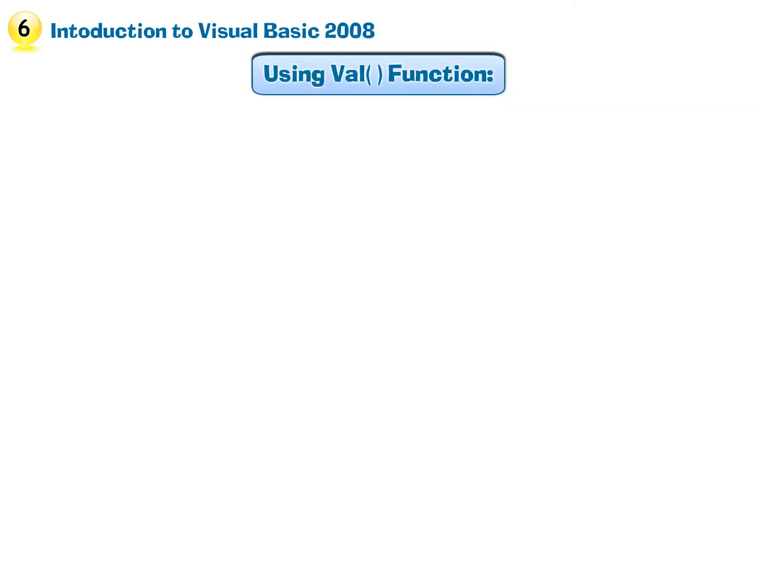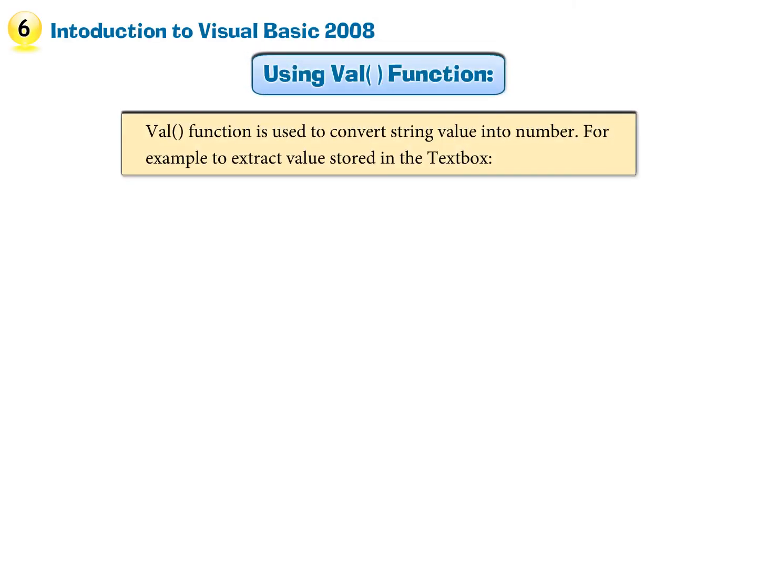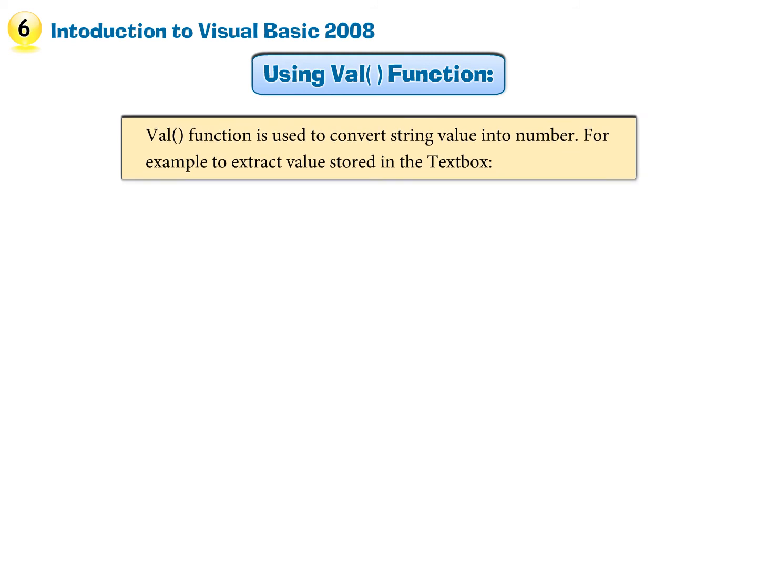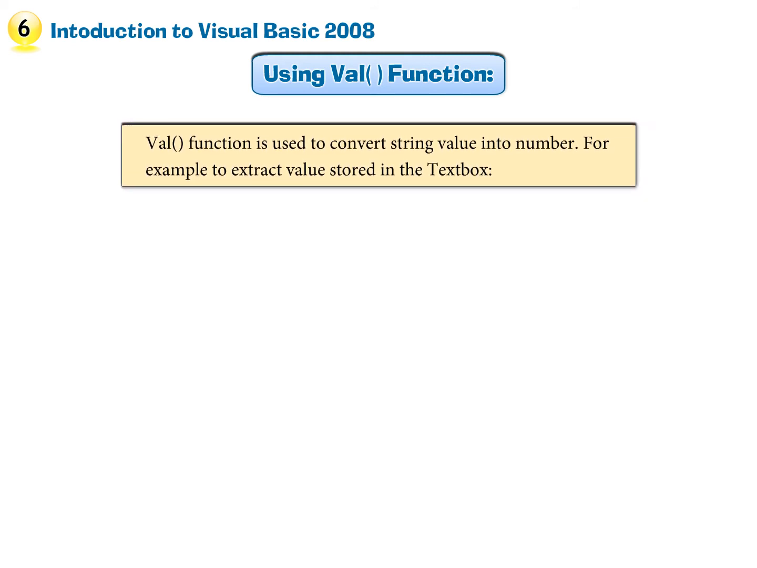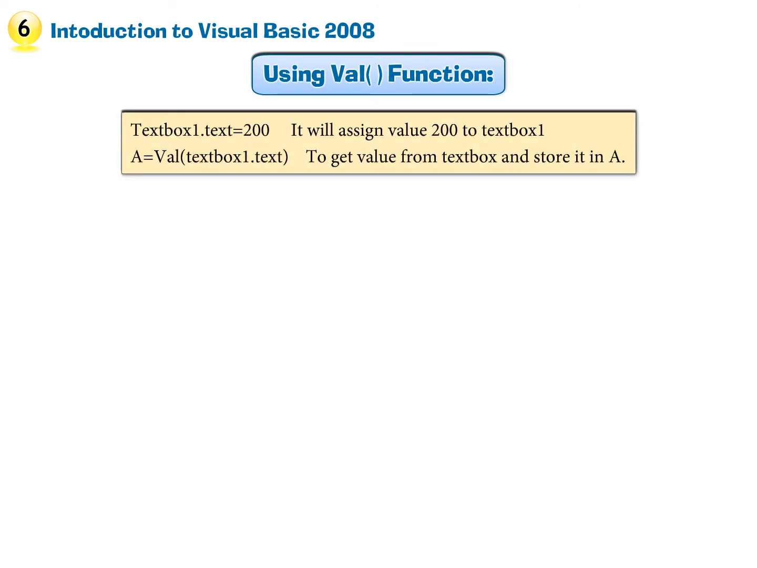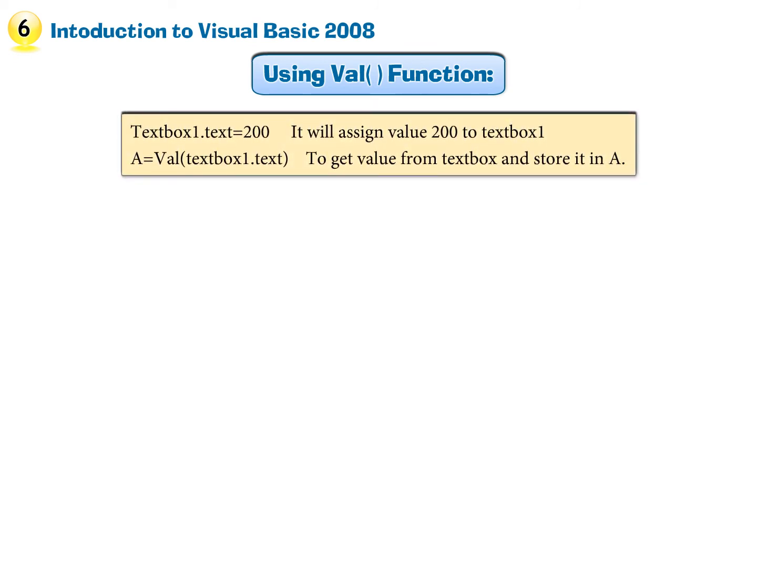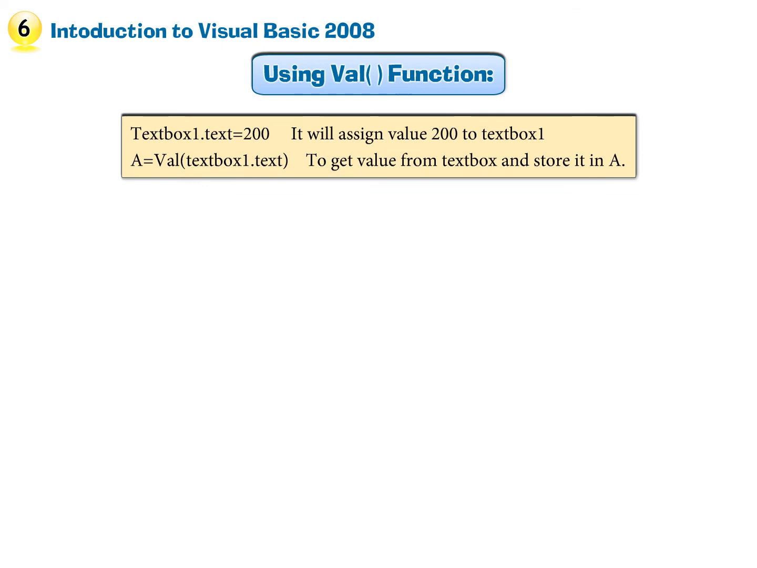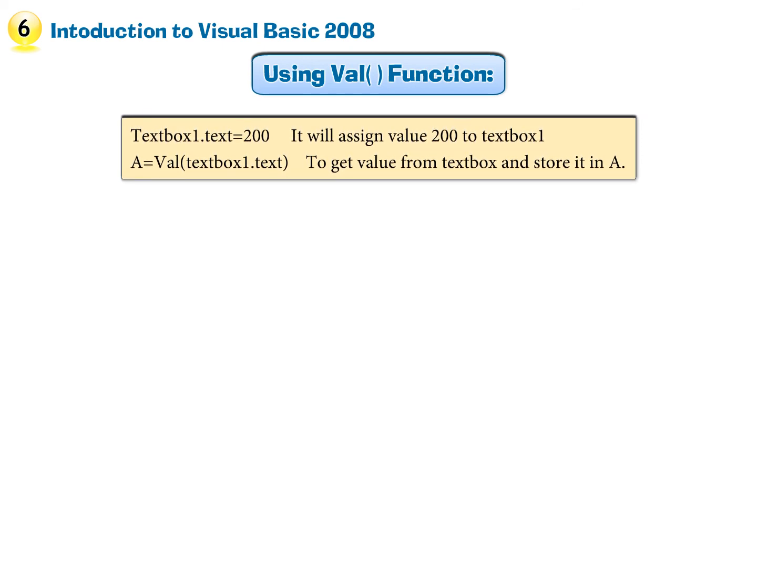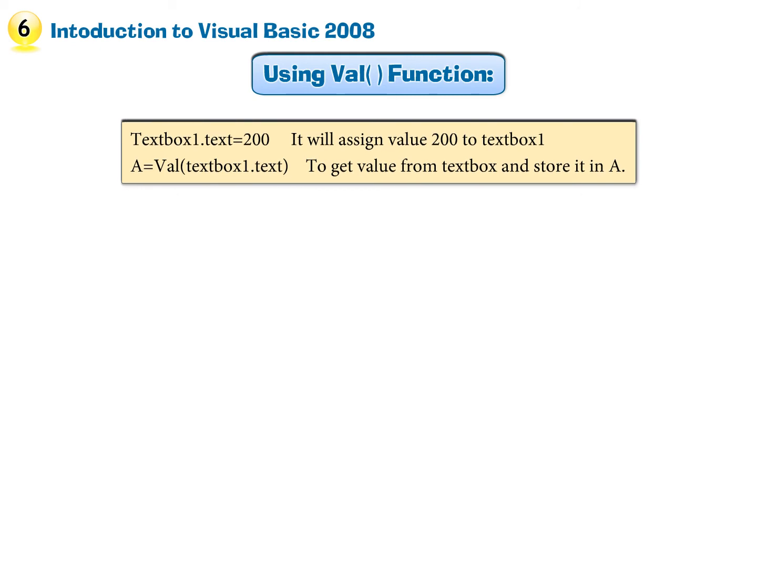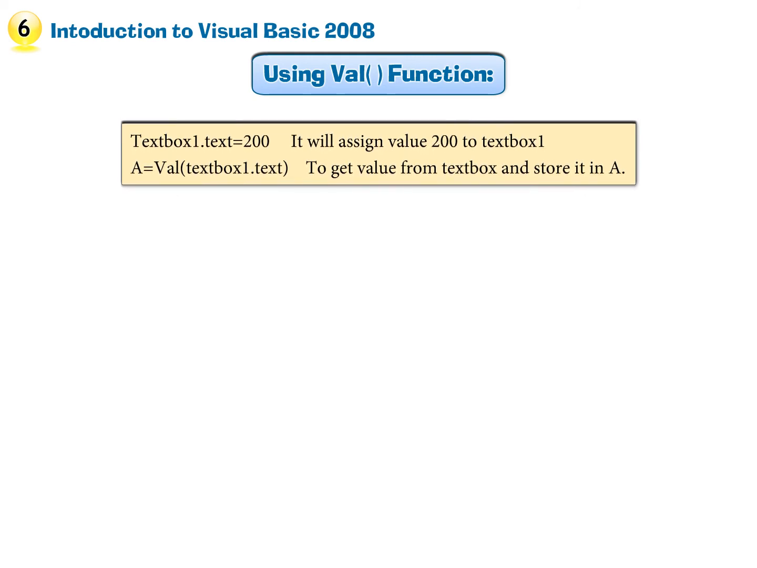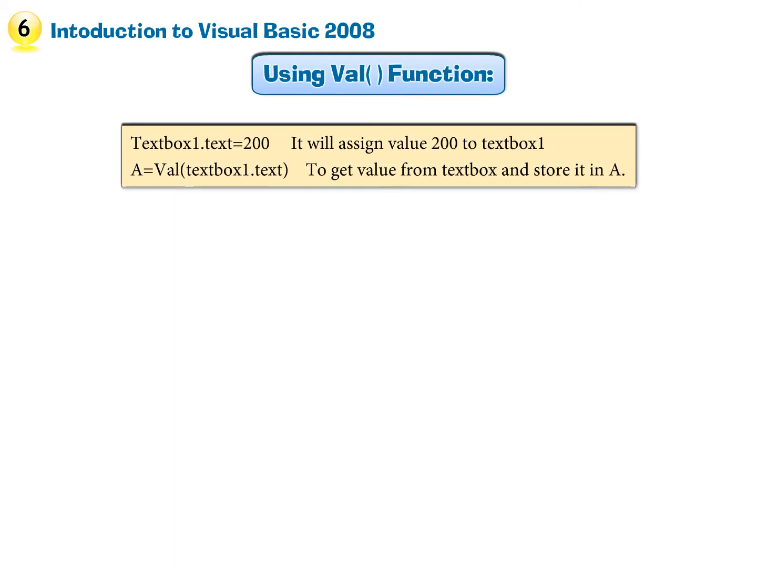Using the Val function. The Val function is used to convert a string value into a number. For example, to extract the value stored in the text box, TextBox1.Text = 200 will assign the value 200 to TextBox1. A = Val(TextBox1.Text) gets the value from the text box and stores it in A.